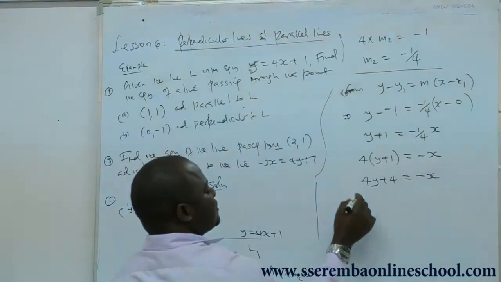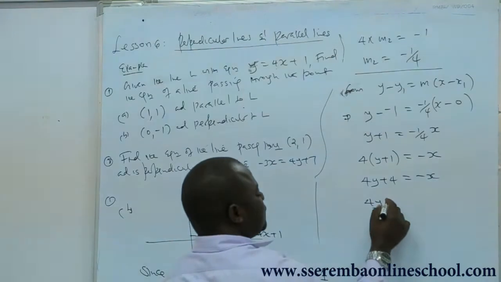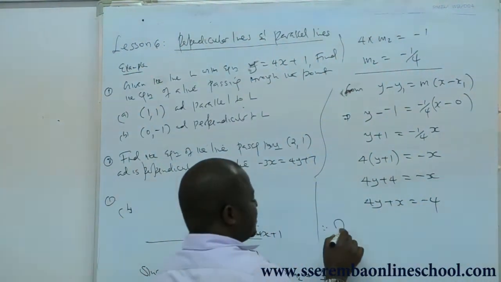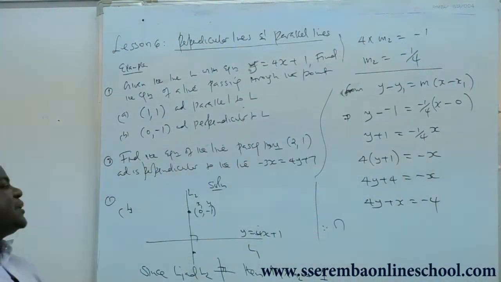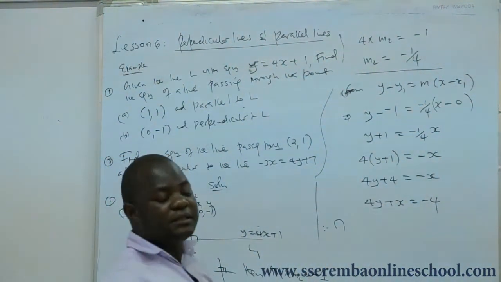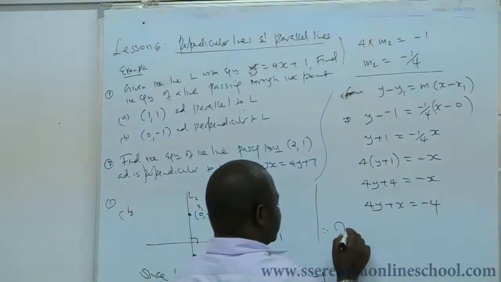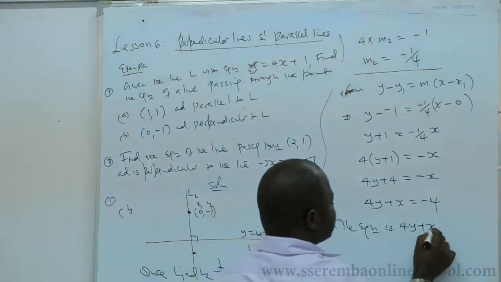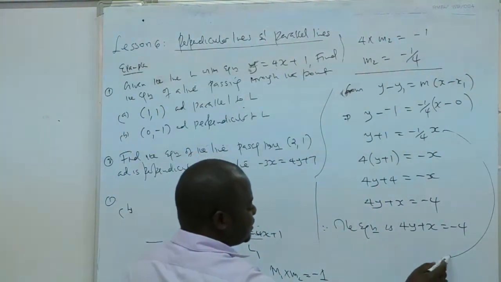So bring x this side, then take 4 the other side, or you leave everything, but it's better. So plus x equals negative 4. So this becomes, therefore, the equation. Or if you want, you can write it in the other form, or you leave it like that. I prefer writing it like this, but another person can take 1 the other side. So let me first conclude here, say, therefore, the equation is 4y plus x equals 4.